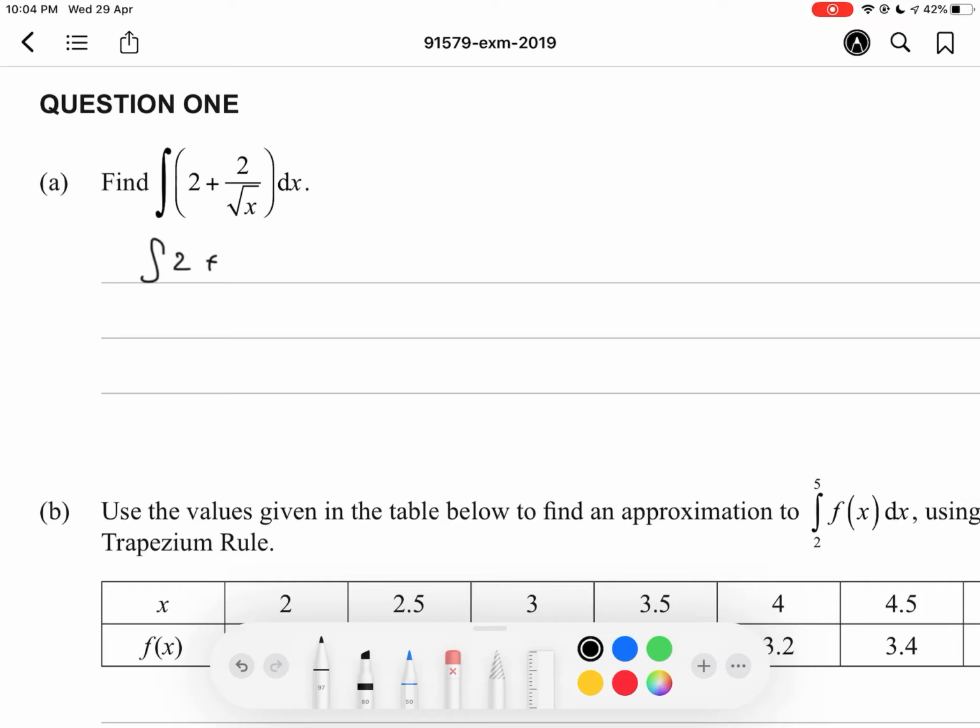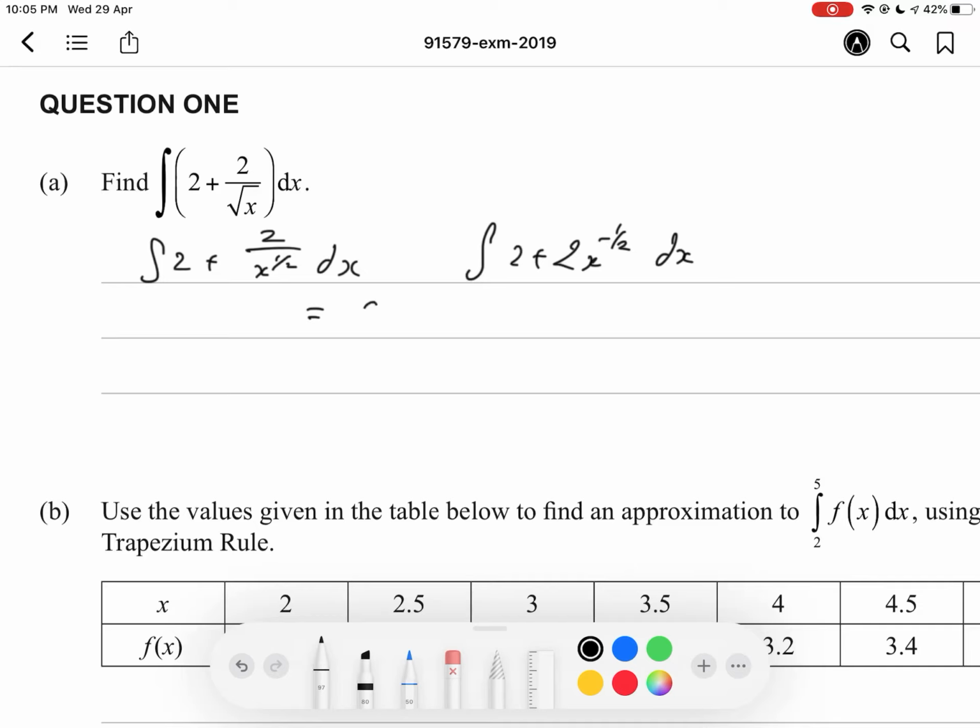So that becomes the integral of 2 plus 2 over x to the power of 1/2, which means that it becomes 2 plus 2 times x to the power of negative 1/2 dx. And now all we need to do is use the power rule. So we add 1 to the power and then we divide by the new power.